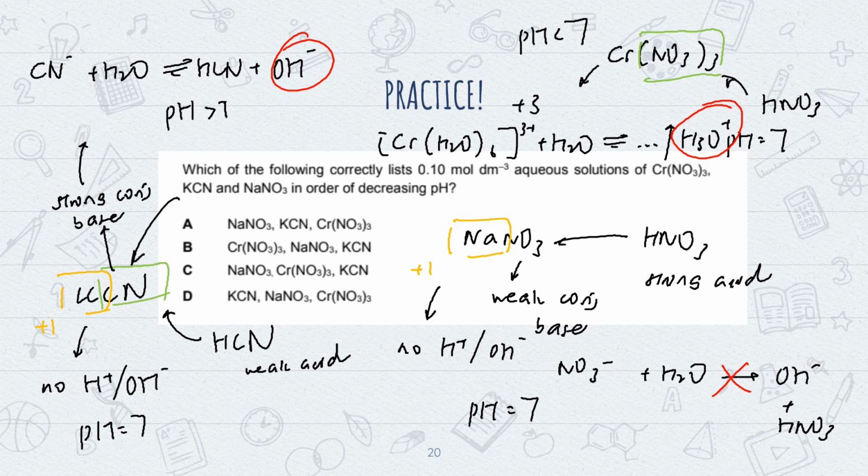Therefore, what is the answer to this? Since they want us to list it in decreasing pH, the salt with the highest pH would be KCN first, followed by NaNO3, which is pH 7, and chromium nitrate, which will be pH lesser than 7. And that's how you solve this question.